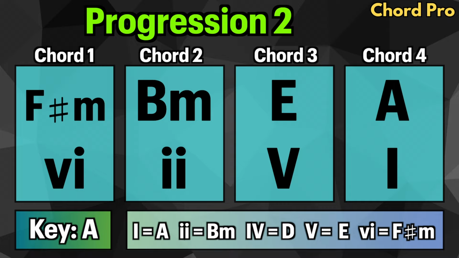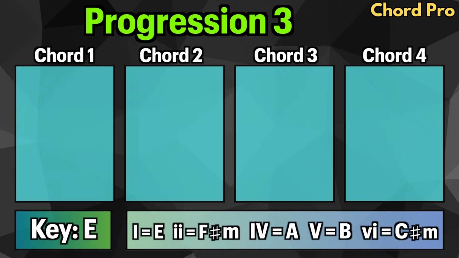Chords were 6, 2, 5, 1, or F sharp minor, B minor, E, A. Progression 3, in the key of E.